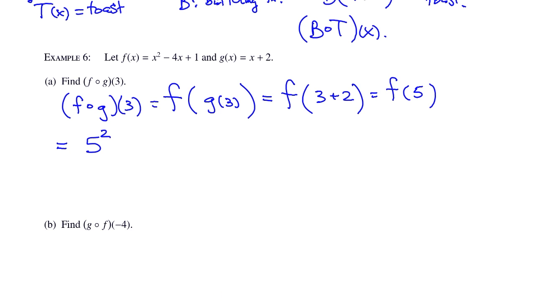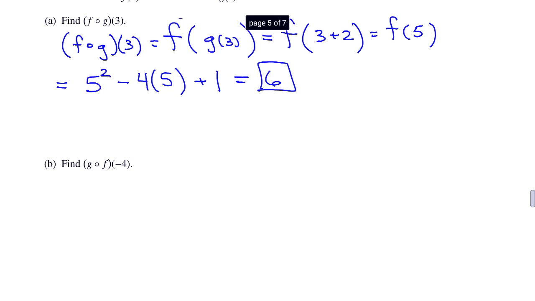So it's going to be 5 squared minus 4 times 5 plus 1, because now we take 5 and we plug it into the f function. Right there. And that's a 6. So again, you evaluate the inside function first, then you take that result and plug it into the outer function.